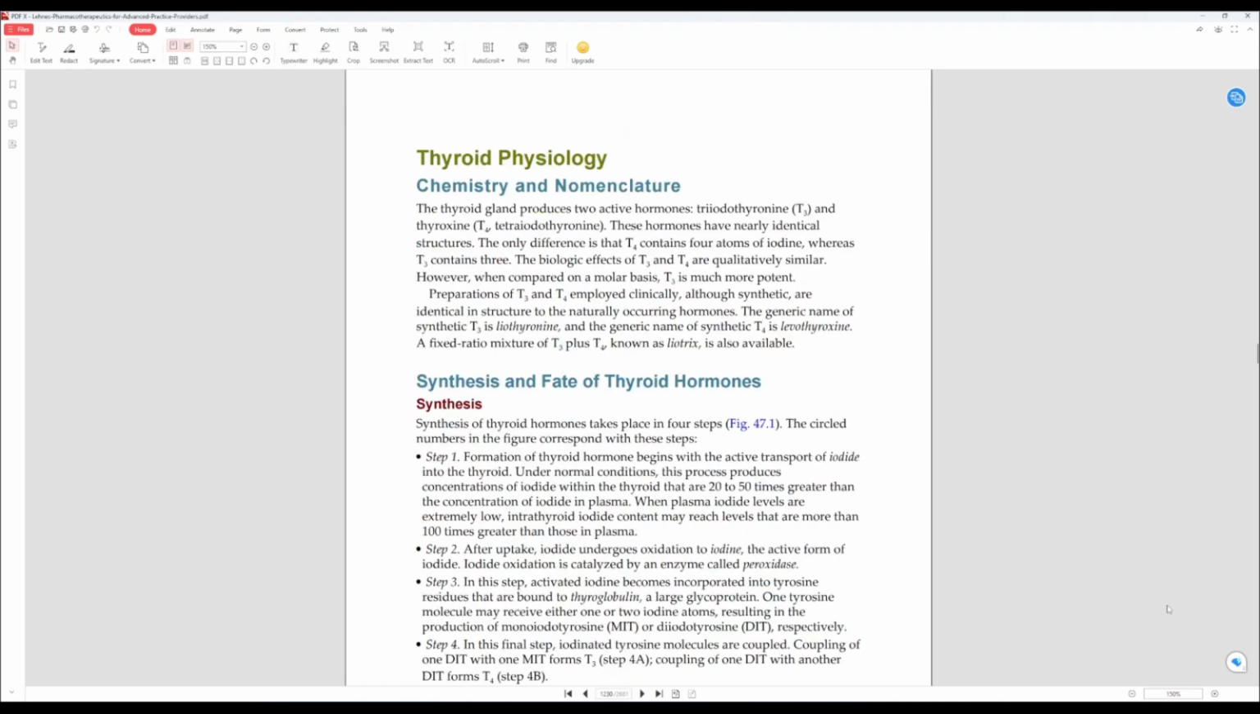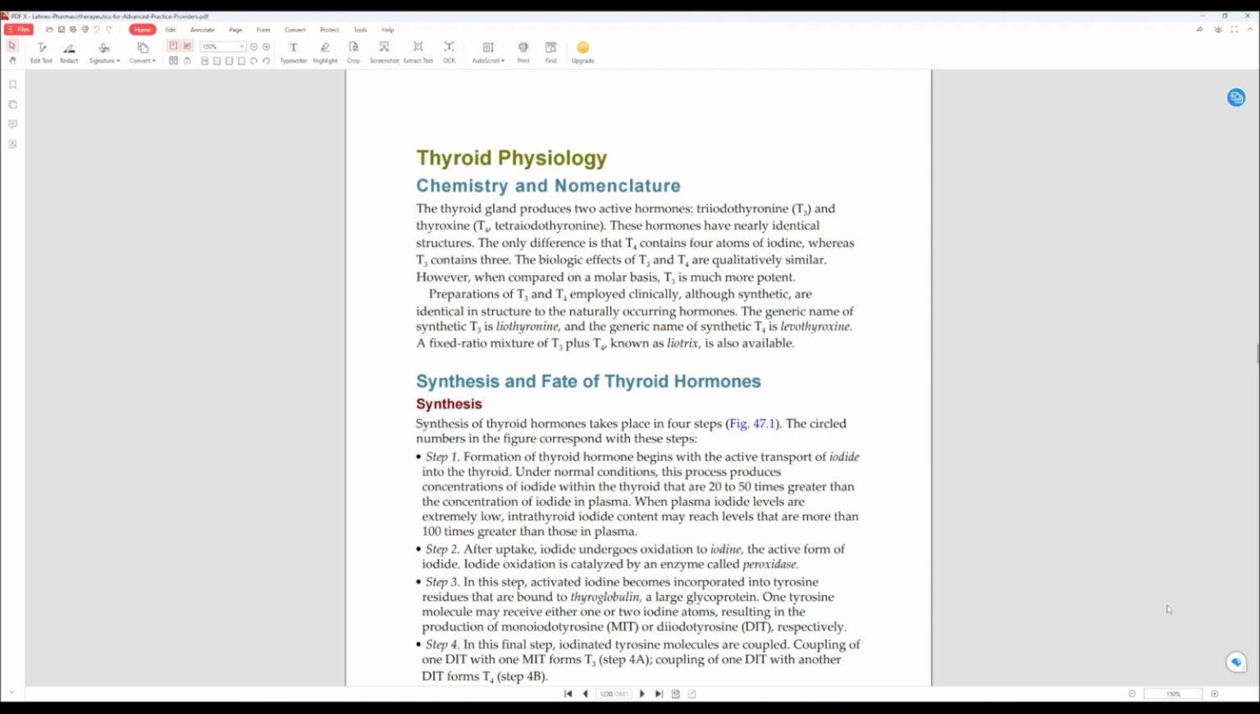So, thyroid physiology, chemistry, and nomenclature. The thyroid gland produces two active hormones, triiodothyronine and thyroxine, so T3 and T4. These hormones have nearly identical structures. The only difference is that T4 contains 4 atoms of iodine, whereas T3 contains 3.